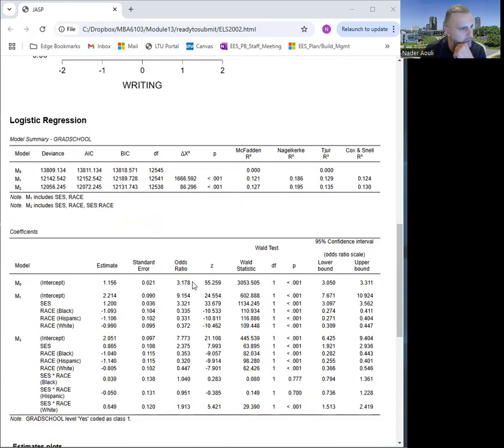Okay, moving on. Looking at question two. This shows us the logistic regression analysis for predicting the likelihood of attending grad school. There are three models: M0, which is the intercept only; M1, which includes the SAS and race; and M2, which includes the SAS, race, and their interaction. And you can see the values here in the table.